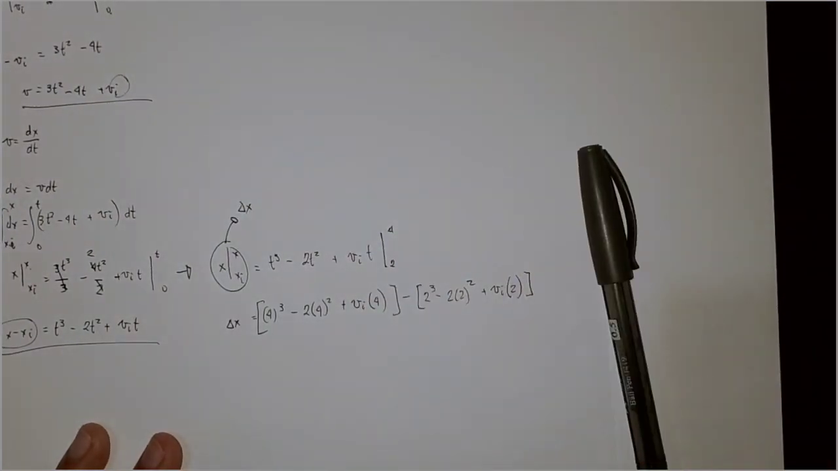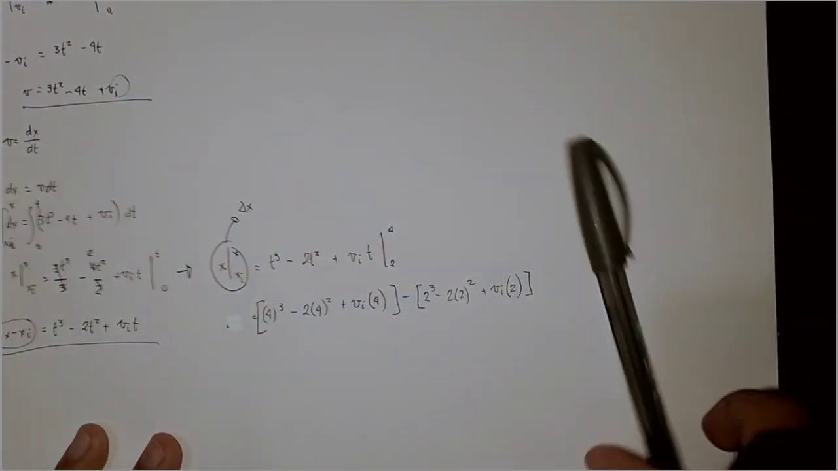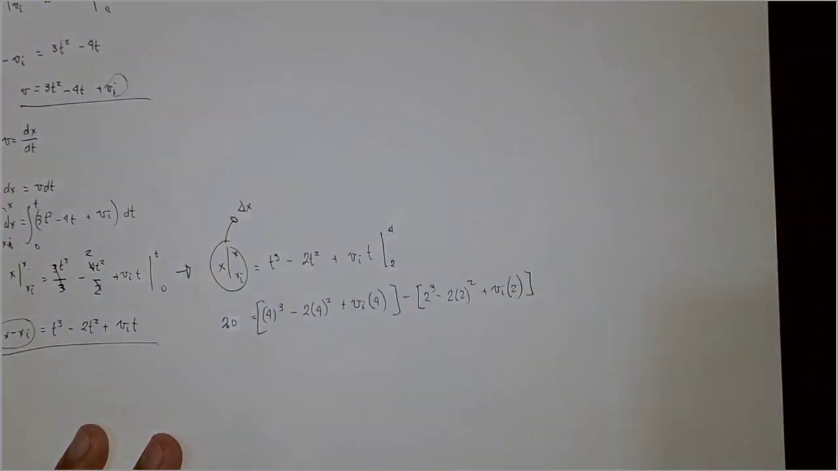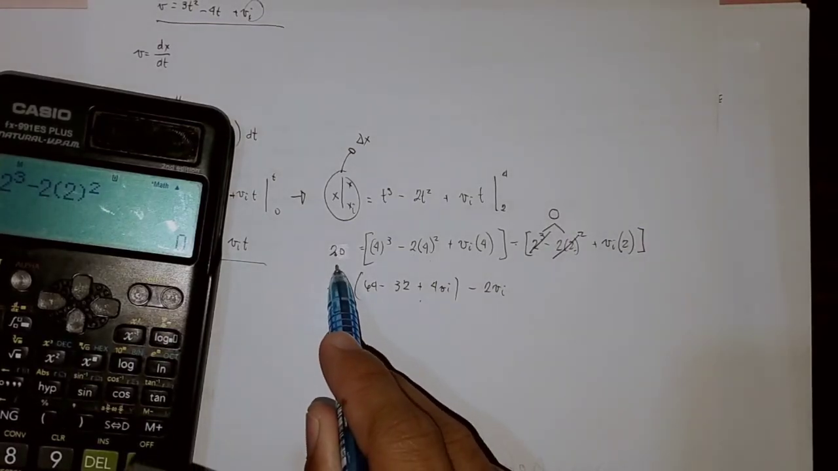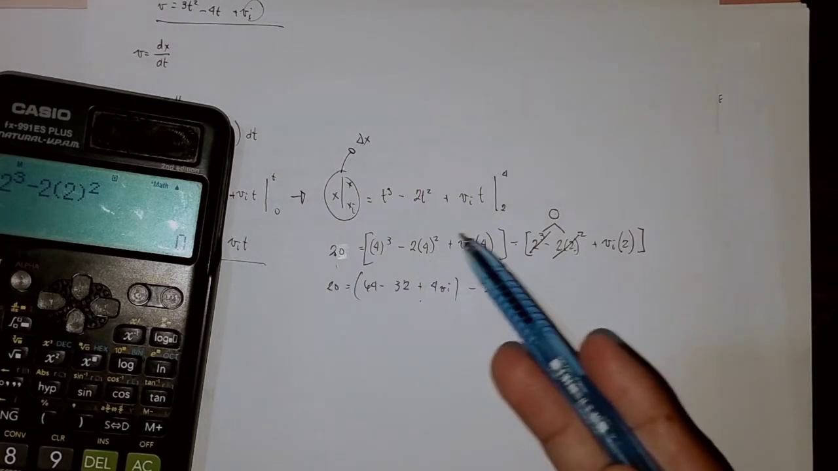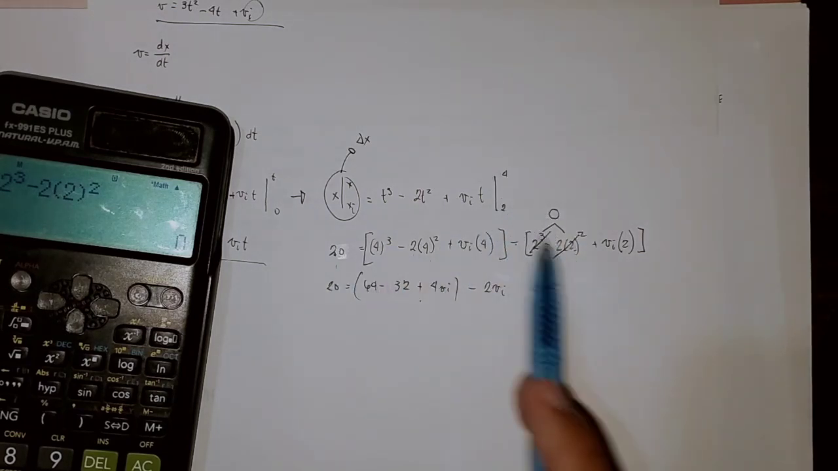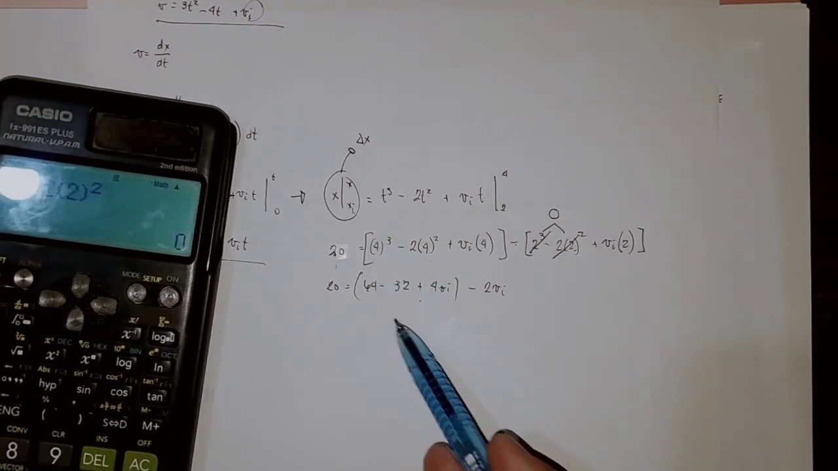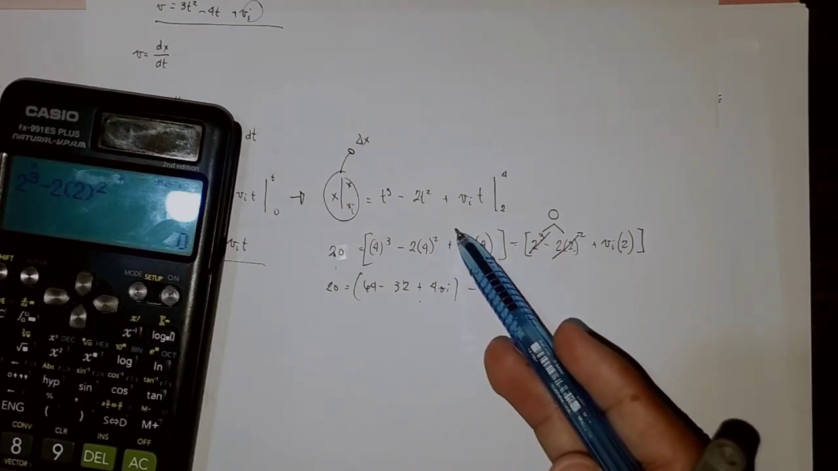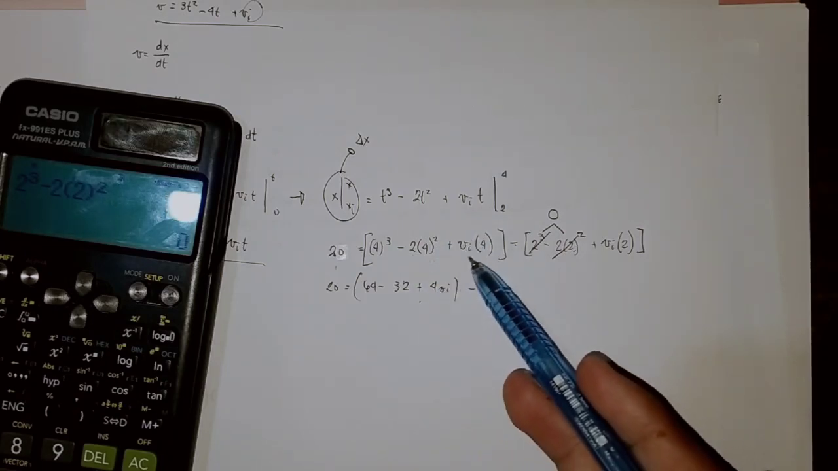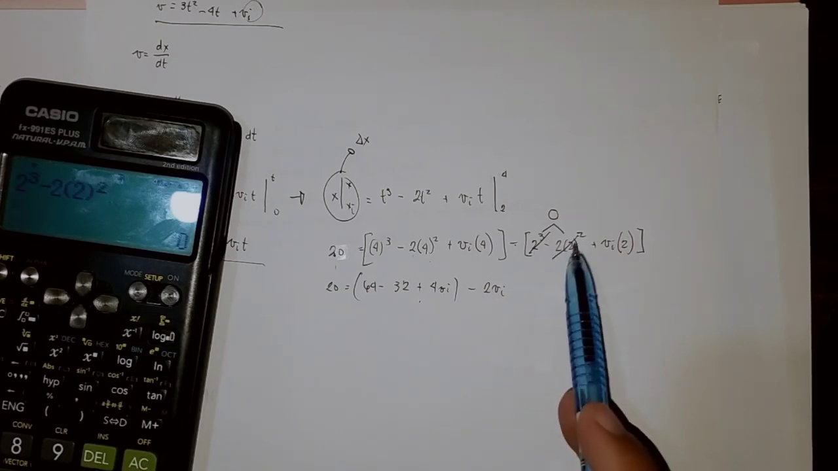And then let's substitute the value of x, the summation of x here, into 20 meters. So we have this equation here. Then we have already substituted the value of the time, our limits, and then we just simplify. 4 cubed is 64, and then 2 times 4 to the power of 2 is 32, plus 4v initial, minus this will become 2 cubed minus 2 times 2 squared.